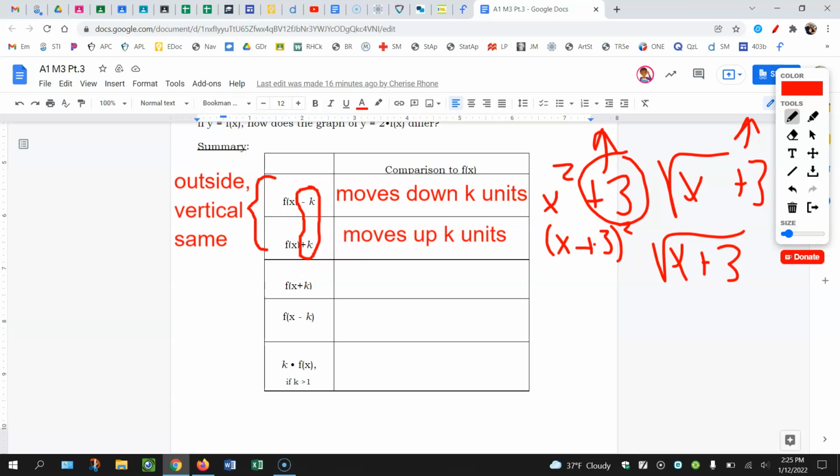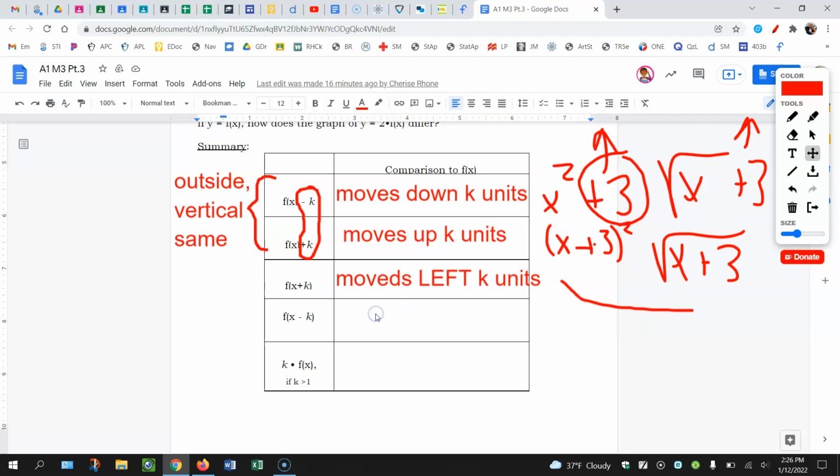Okay, now moving to what happens if it's inside the function. Inside the square root, inside the absolute value. Let's get a text box in here. So this is going to move left. Left k units. This does the opposite, and I tried to show you that when we were working through the graphs. It's a plus k, like plus 5, but it's going to move to the left. It does the opposite, and minus k is going to be the same idea.